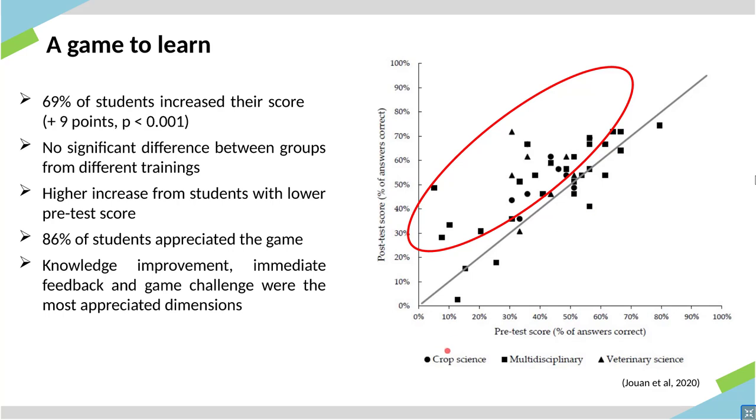We didn't see any difference between three big groups of students: the veterinary students, which are very specialized in animal science, of course, the crop science students, and the more multidisciplinary students. Our hypothesis was that the multidisciplinary students would learn less, but it's not so easy to see with our sample. What we see is that the students with the lower first score increased more than the other students, which is quite logical. Students who already knew a lot before playing didn't learn a lot of things.